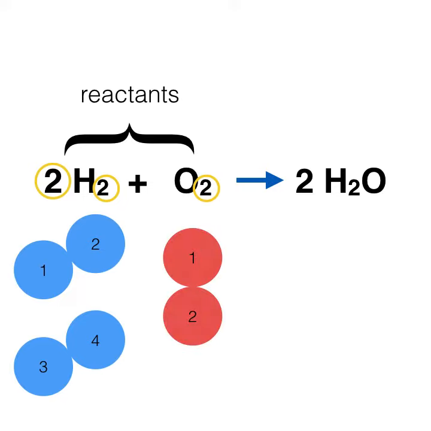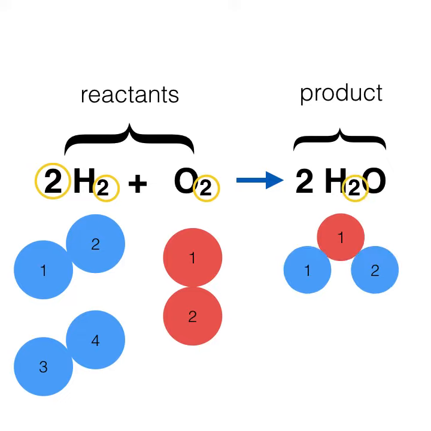Now onto the right side of the equation, where we have the product, which in this case is water. The formula H2O tells us there are two hydrogen atoms and one oxygen atom in the molecule. As well, just as before, the 2 coefficient tells us that two molecules of water are produced.